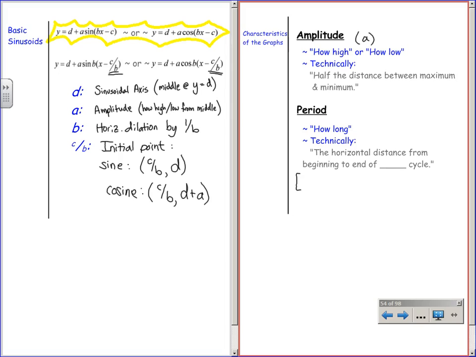How high or how low? Technically half the distance between the max and the min. And you see it right here, in that the cosine needs to start wherever the middle is plus A, A removed away. The period, now this one's a little bit harder.